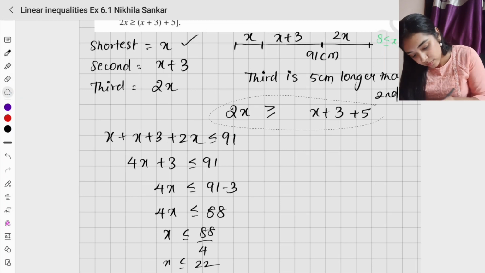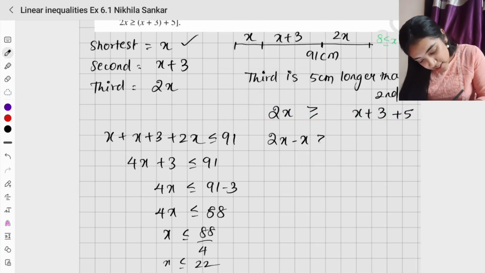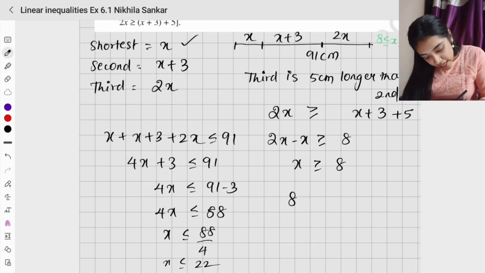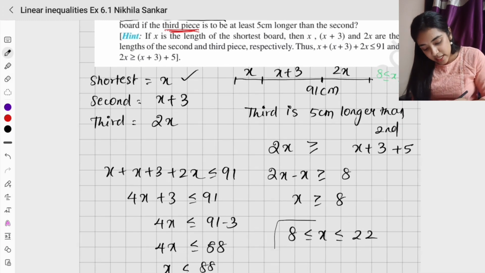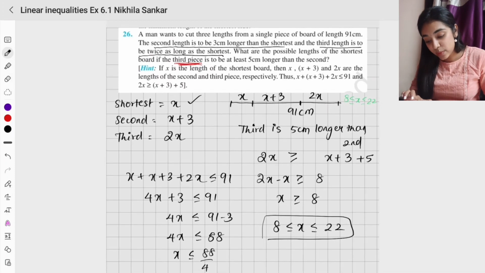I'm going to solve this now. So இது solve பண்ண என்ன ஆகும்? I'll have 2x, I'm bringing the x to the other side, greater than or equal to 5 plus 3 is 8, x is greater than or equal to 8. So what is my range of values? 8 less than or equal to x, less than or equal to 22. So what is my range of shortest side? 8 less than or equal to x, less than or equal to 22. So shortest piece oda length வந்து 8 ல இருந்து 22 வரைக்கும் இருக்கலாம்.